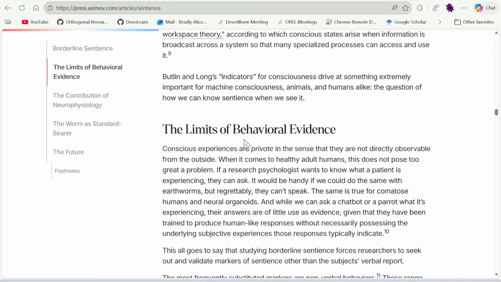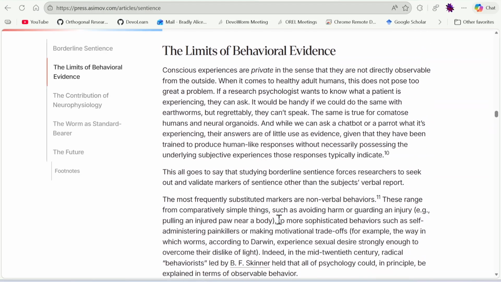And so then there's this limited behavioral evidence. Conscious experiences are private in the sense that they are not directly observable from the outside. When it comes to healthy adult humans, this does not pose too great a problem. If a research psychologist wants to know what a patient is experiencing, they can ask. It would be handy if we could do the same with earthworms, but regrettably they can't speak. The same is true for comatose humans and neural organoids. And while we can ask a chatbot or a parrot what it's experiencing, their answers are of little use as evidence, given that they have been trained to produce human-like responses without necessarily possessing the underlying subjective experience those responses typically indicate.